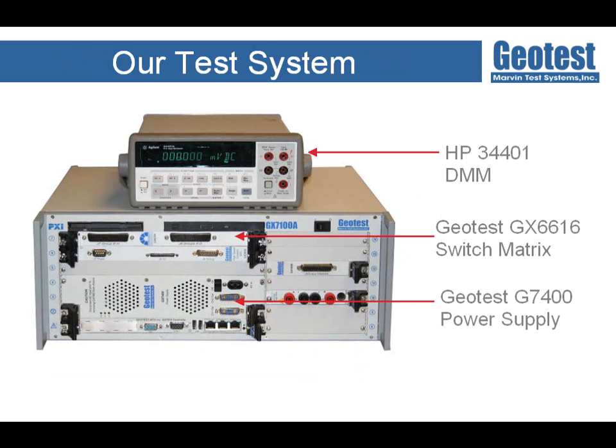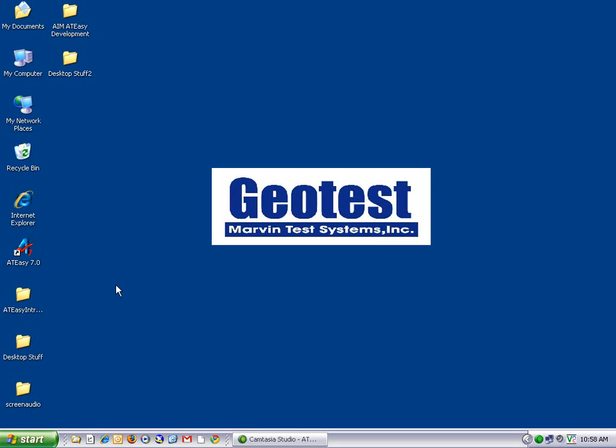Now that I've introduced you to what ATEasy is, we will move on to actually developing a simple test program that controls a power supply, matrix switch card, and GPIB DMM to take voltage readings. The first thing I'm going to do is double-click the ATEasy 7.0 shortcut on the desktop to start ATEasy.